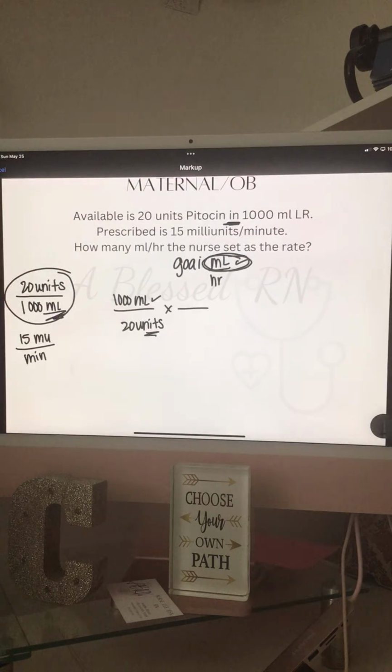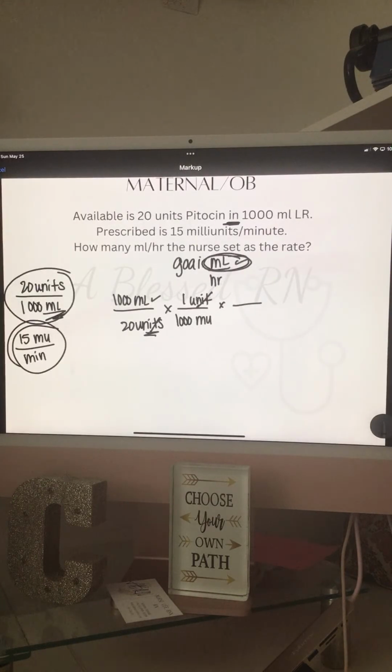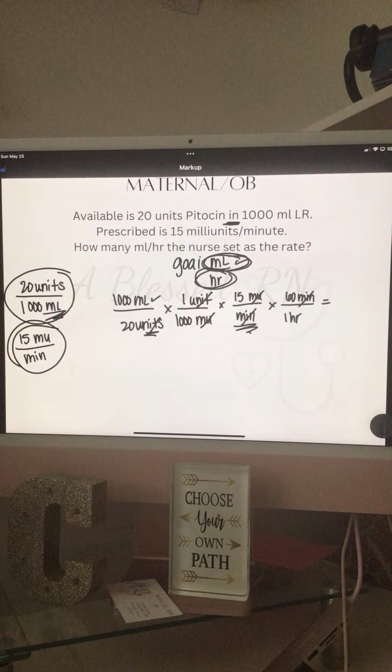All right. So now we don't have units on the bottom, I mean milliunits. Sorry, we don't have units, we have milliunits. So we'll do our conversion. I know that 1 unit equals 1,000 milliunits. So boom, those cancel out. And now I can put my 15 milliunits over my minute. My milliunits are crossed out. And we need hour at the bottom. I have minute. So my last puzzle piece will be 60 minutes over 1 hour. Boom, boom. Puzzle is complete, and now you can do the math.